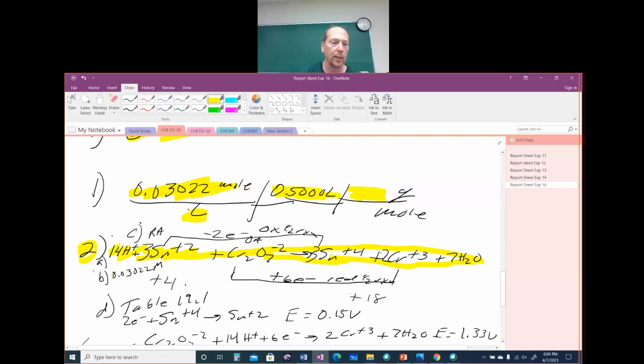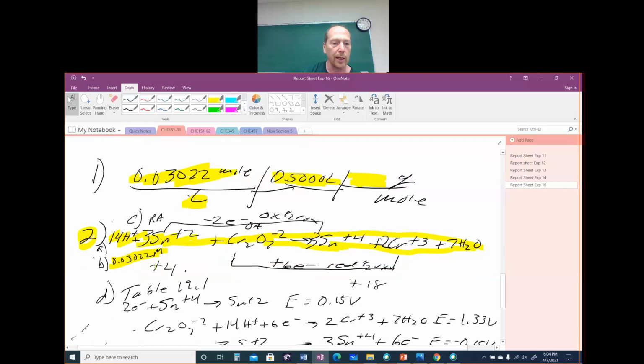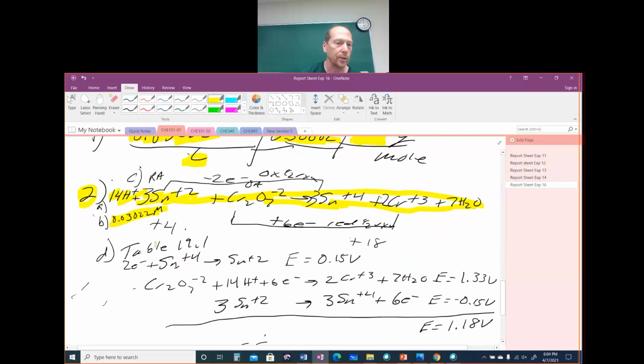Part B is a question I need to omit. The molarity is the same. It does not change no matter what you're titrating. If you're using that molarity, that's the molarity it is. Then C, reducing agent: that is the reactant of your oxidation half reaction. Your oxidizing agent is the reactant of your reduction half reaction.